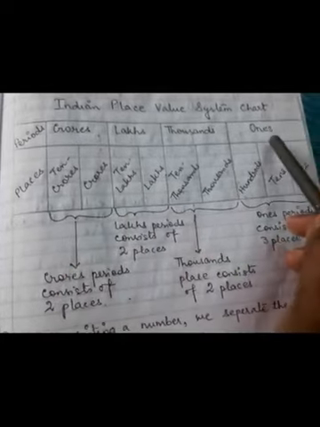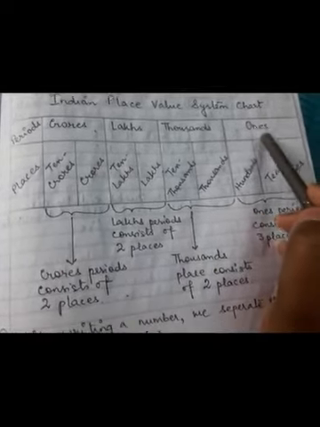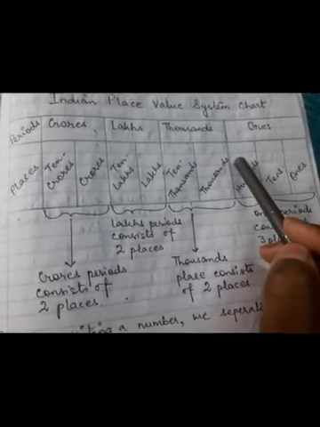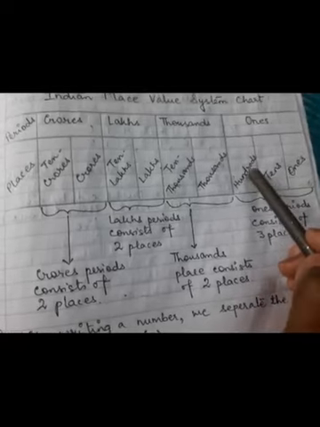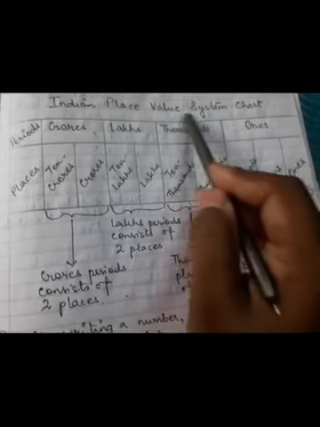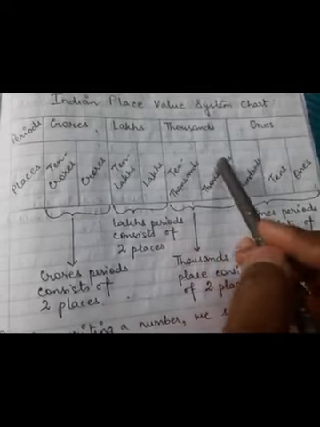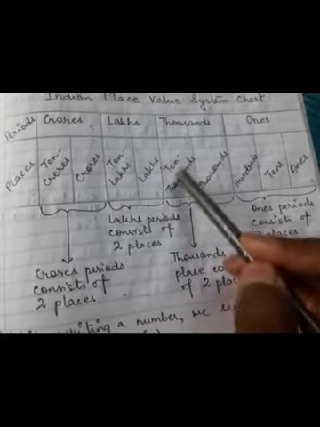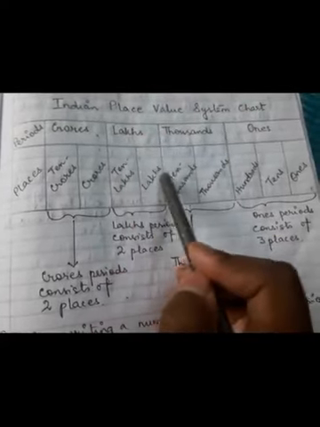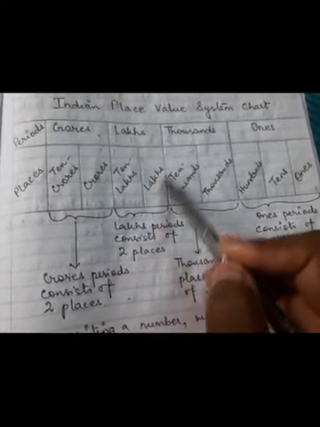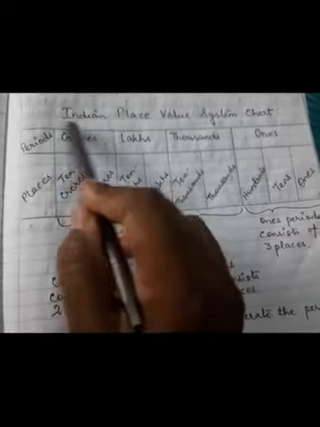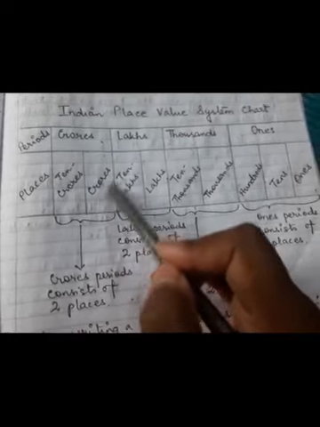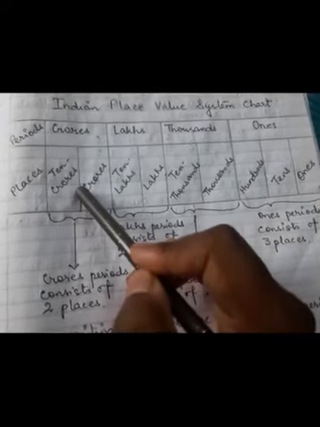Now under the ones period there are three columns, that is three places: ones place, tens place and hundreds place. Under thousands there are two places, that is thousands place and 10,000s place. Lakhs period also has two places, that is lakhs place and 10 lakhs place. And crores period has crores place and 10 crores place.